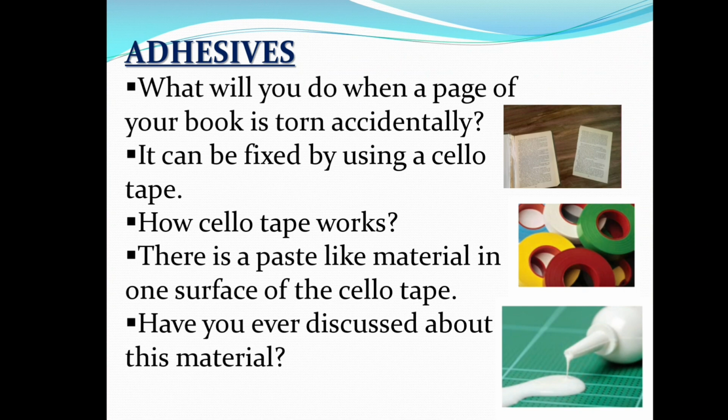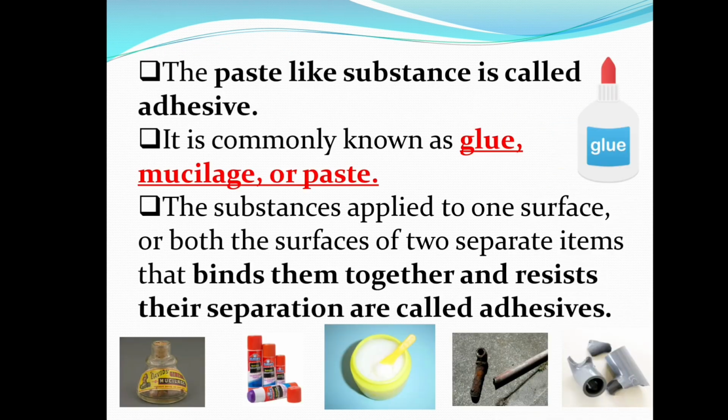Adhesives. What will you do when a page of your book is torn accidentally? It can be fixed by using sellotape. How does sellotape work? There is a paste-like material on one surface of the sellotape. Have you ever wondered about this material? The paste-like substance is called adhesive. It is commonly known as glue, mucilage or paste.